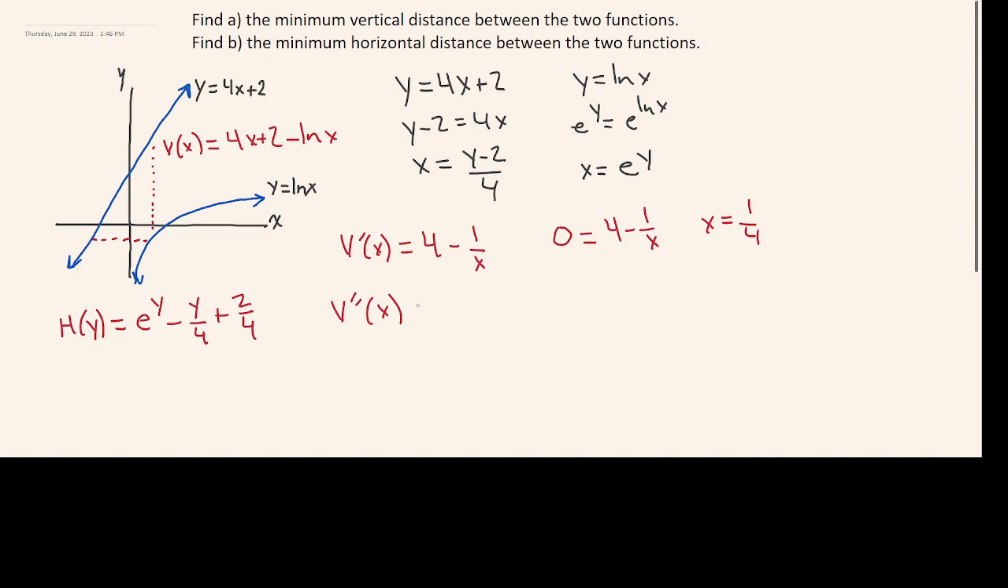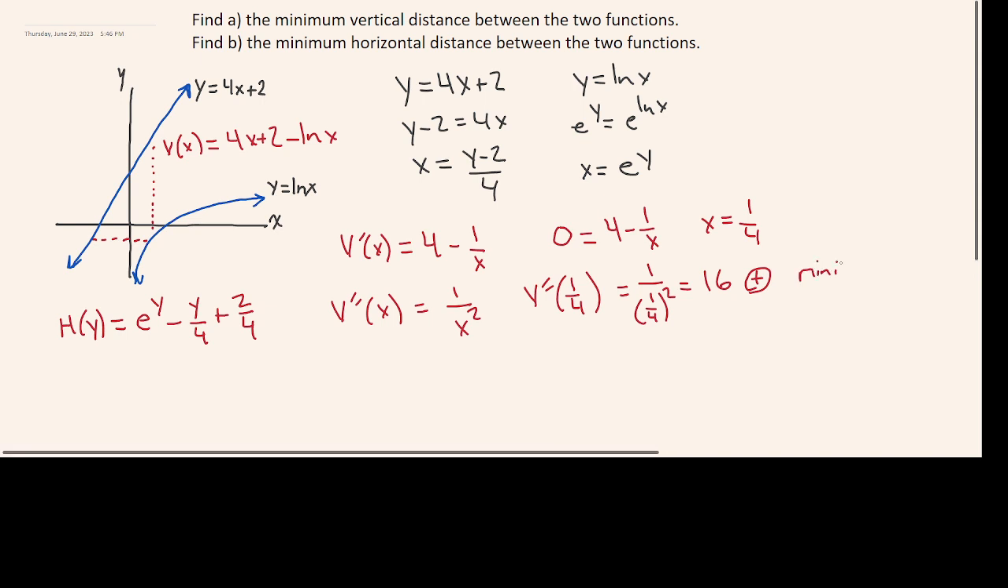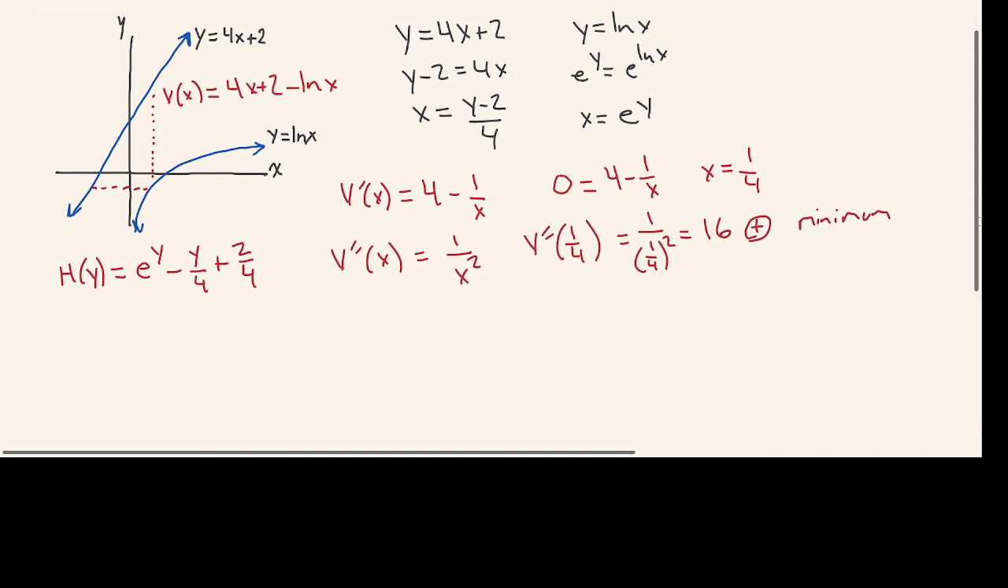So first, let's find the second derivative. It's going to be equal to 1 over x squared. And let's plug in x equals 1/4. So v double prime of 1/4 will equal 1 over 1/4 squared, which will equal 16, which is positive, which means that there is a minimum here, because the rate at which the first derivative is changing is increasing. So that means that it's continuously sloping upwards, which means that the critical point is a minimum value.